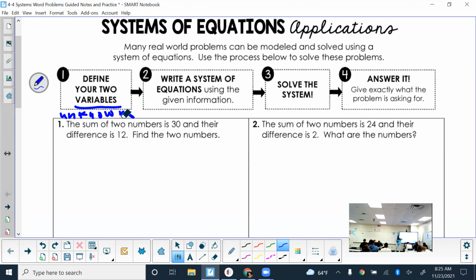2, write a system of equations using the given information. So how many equations are in a system? 2. It can be more, but in this class, it'll be 2 equations that you're setting up. Then you solve the system. You can do that using any of the methods that we learned. What are some methods we learned?